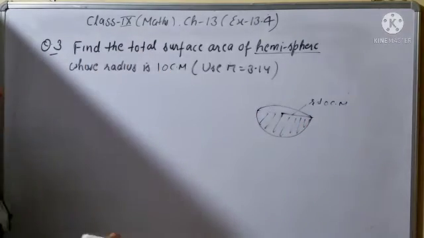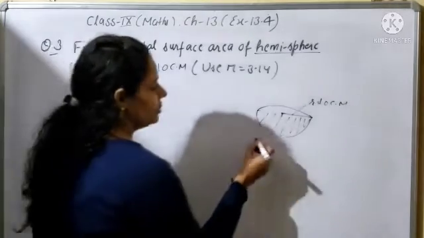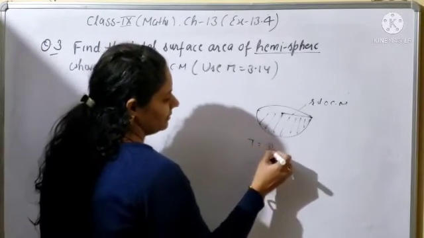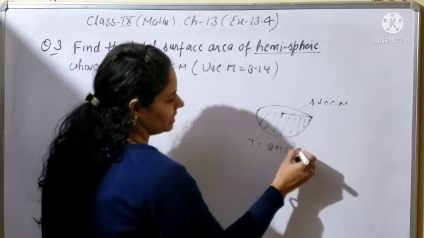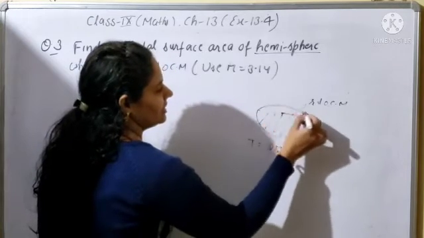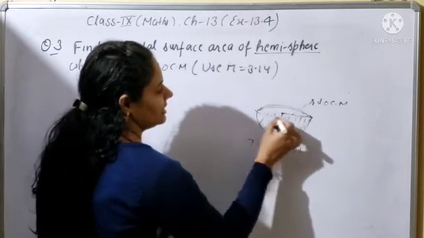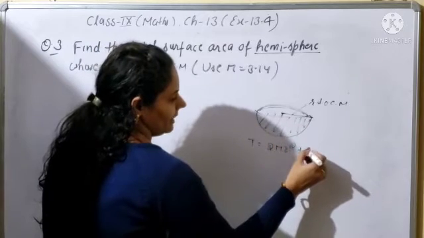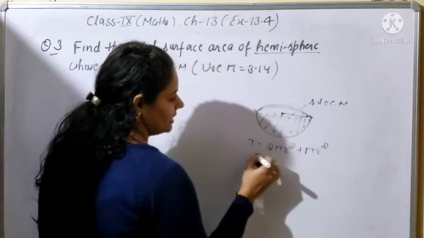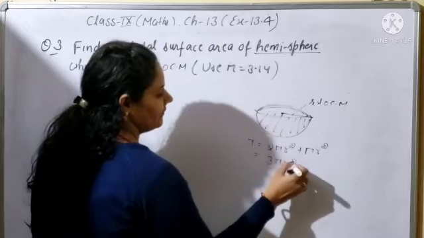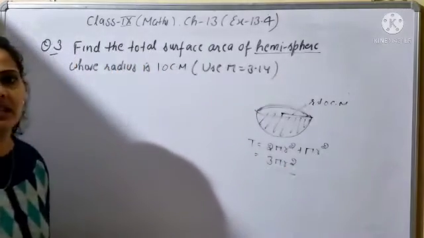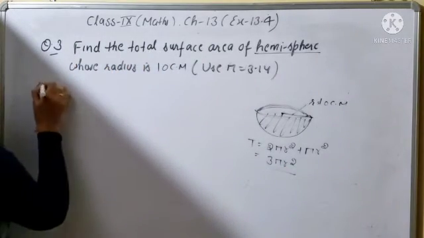And what will be the total surface area of hemisphere? So total surface area of hemisphere will be curved surface area 2 pi r square plus this part, this one area. Okay, so this one is circular, and circle area will be pi r square. So what will be the total surface area? It will be 3 pi r square. So hemisphere total surface area will be 3 pi r square. So here apply the formula.